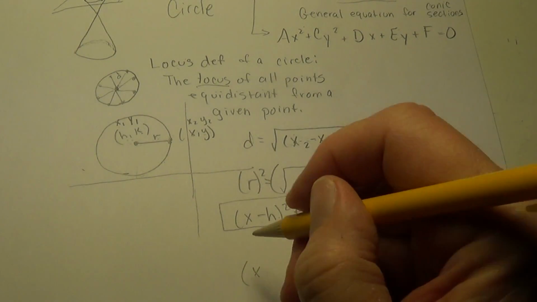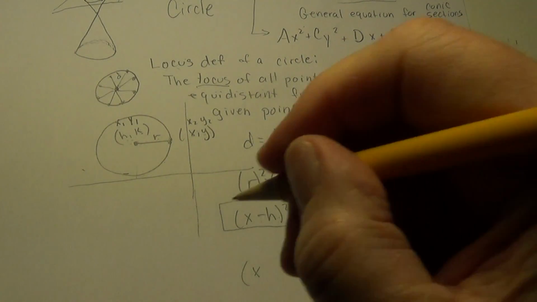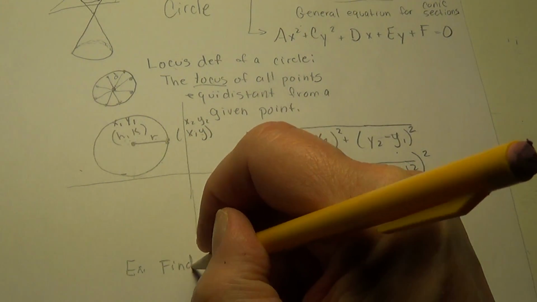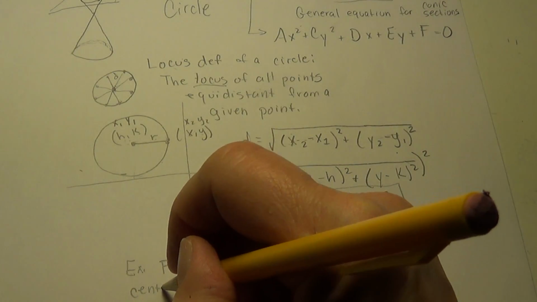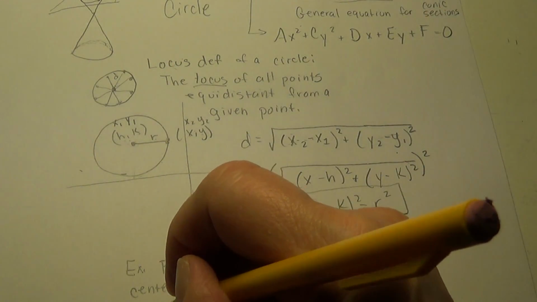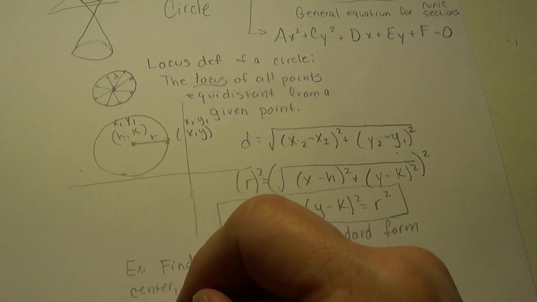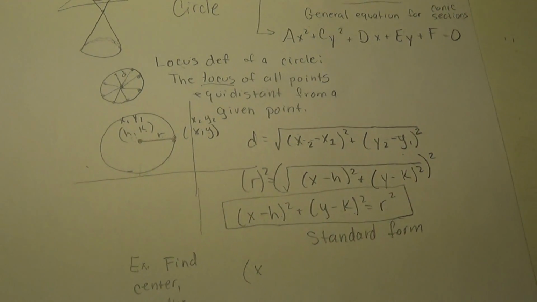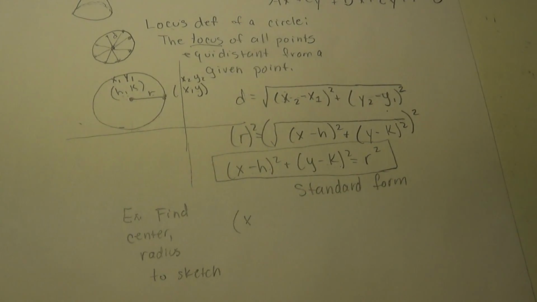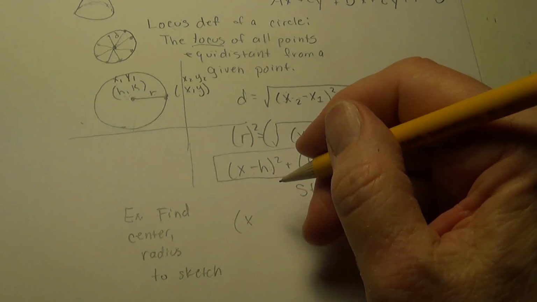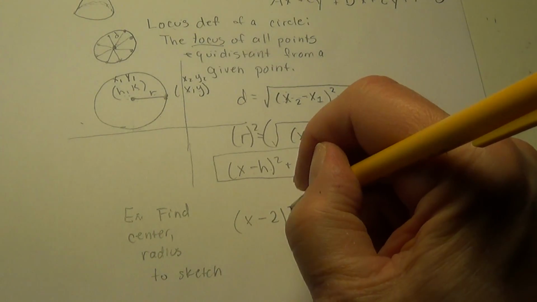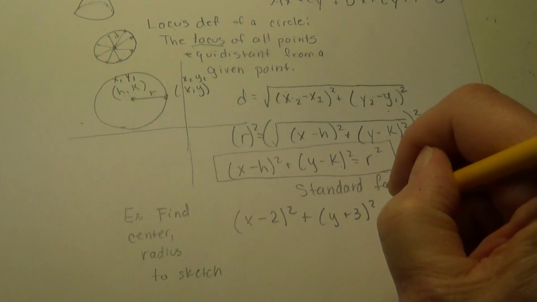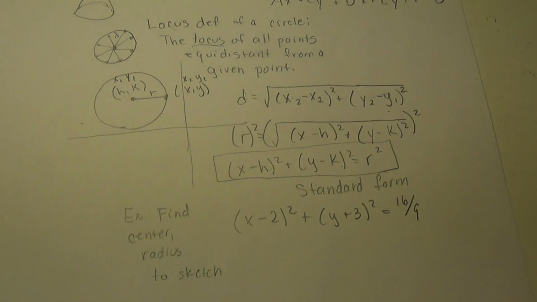All right. My example then, find center and radius to sketch. So we're going to find the center and radius to sketch. All right, so x minus 2 quantity squared plus y plus 3 quantity squared equals 16/9.